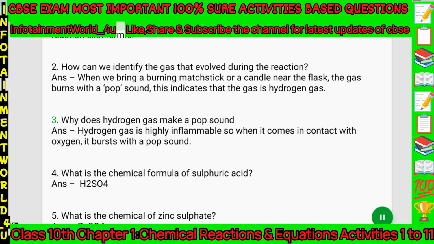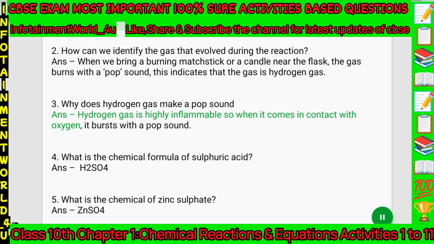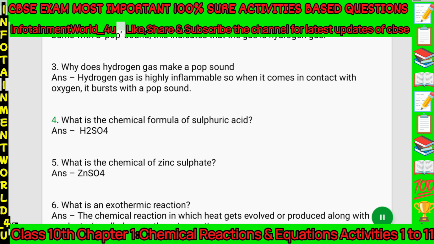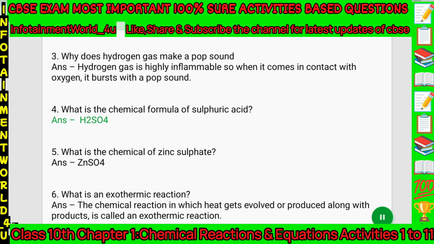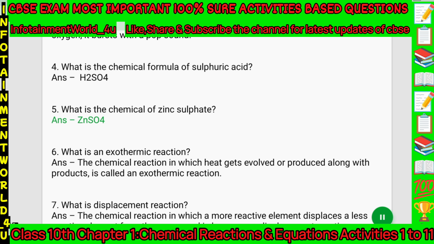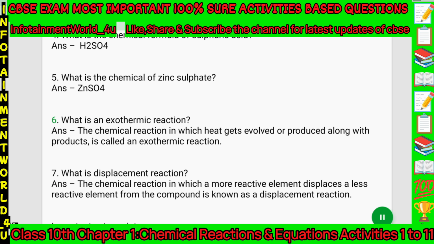3. Why does hydrogen gas make a pop sound? Ans. Hydrogen gas is highly inflammable, so when it comes in contact with oxygen, it bursts with a pop sound. 4. What is the chemical formula of sulfuric acid? Ans. H2SO4. 5. What is the chemical formula of zinc sulfate? Ans. ZnSO4.